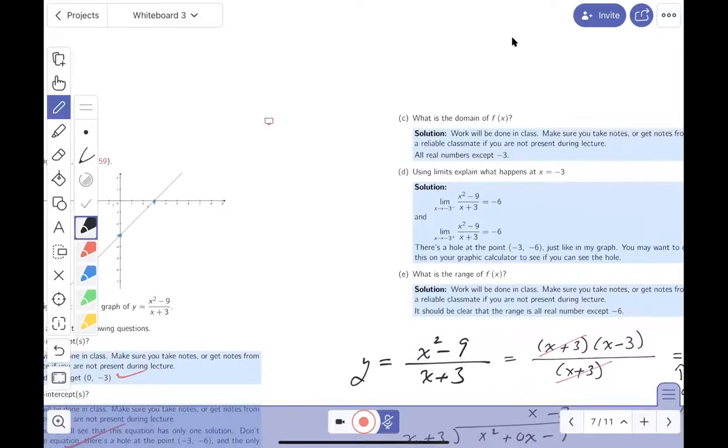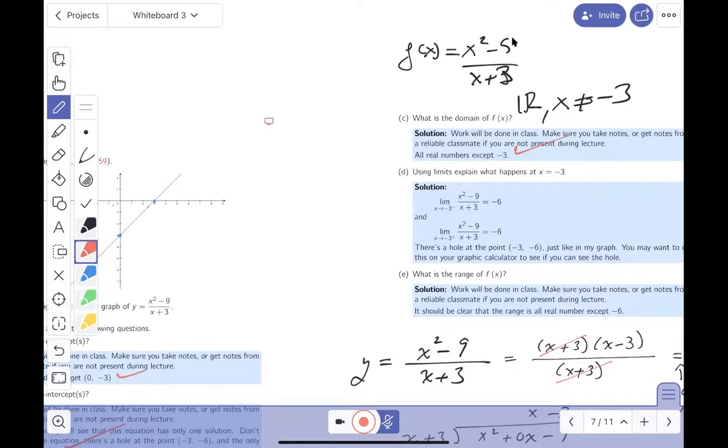F of x is x squared minus 9 over x plus 3. The domain is all the real numbers. That's a 3, by the way. Except x can't be minus 3 because you have division by 0. Let me point out, it's written down for you. The next up, they say, what happens when you get close to minus 3?